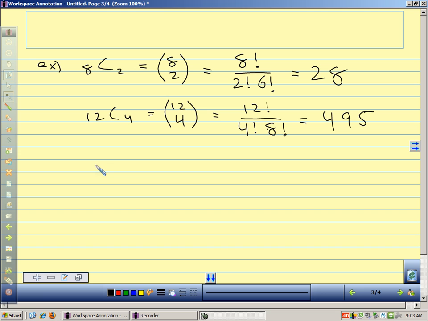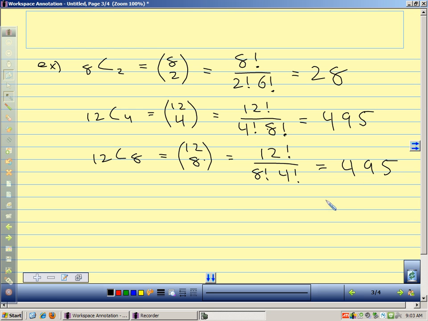And if we did 12C8, 12 choose 8, 12 factorial over 8 factorial times 4 factorial, what do you see between these two? We have a 4 factorial and 8 factorial in the denominator, 4 factorial and 8 factorial in the denominator. These are the same.